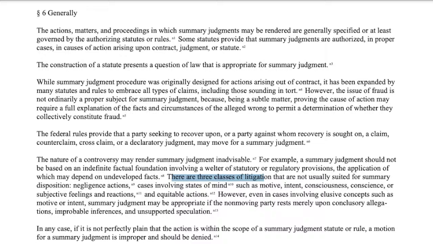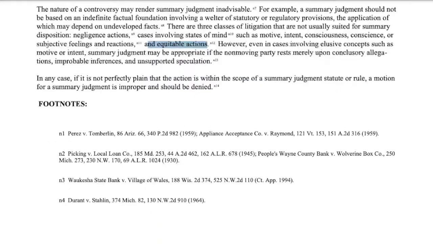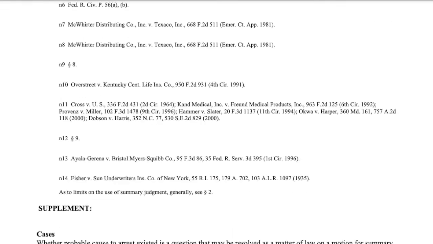There are three classes of litigation that are not usually suited for summary disposition: negligence actions, cases involving states of mind, such as motive, intent, consciousness, conscience, or subjective feelings and reactions, and equitable actions. Interesting. Wow. That's footnote 12. Let's look at that real quick. Equitable. Section 9.